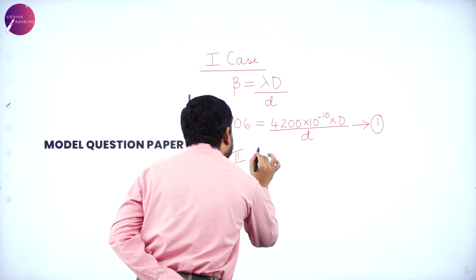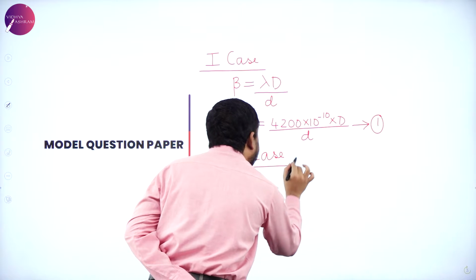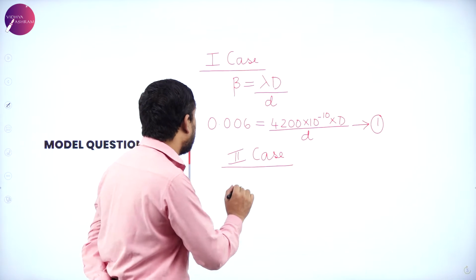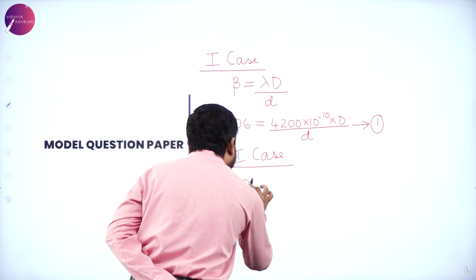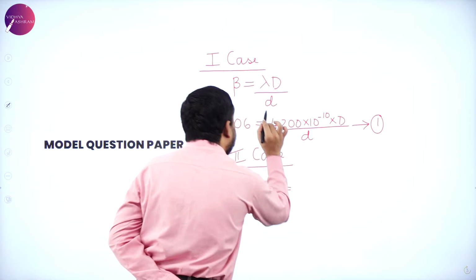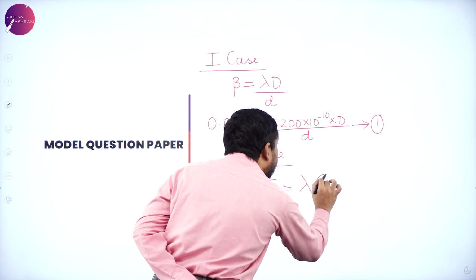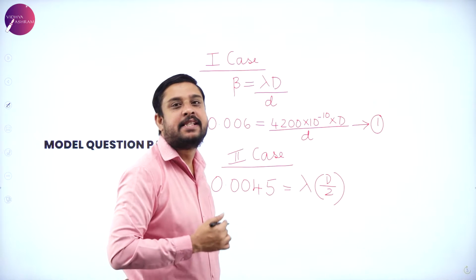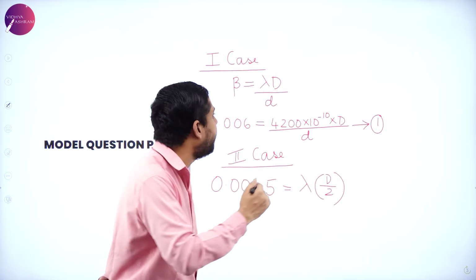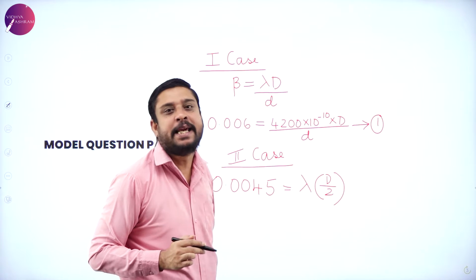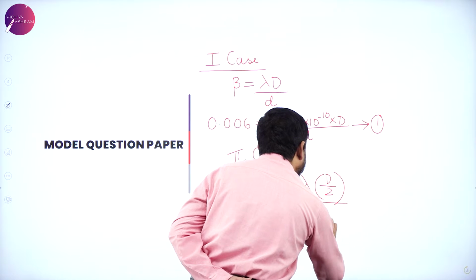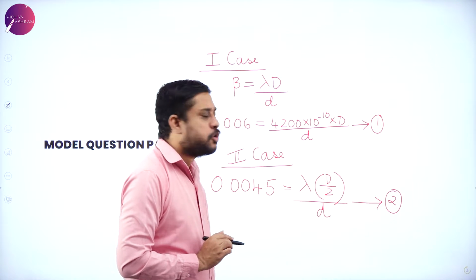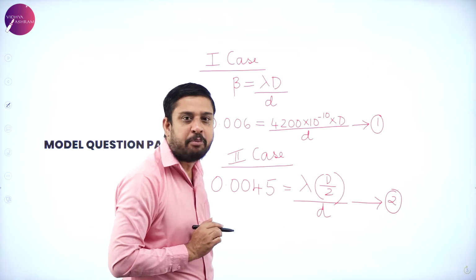In the second case, we are getting fringes of width 0.0045 meter. So again here 0.0045 equals lambda, which I have to calculate. Now the distance between the slits and the screen is reduced to half of the initial value. So this capital D becomes D by 2 divided by small d. I call this equation 2. So we have to find the value of lambda.